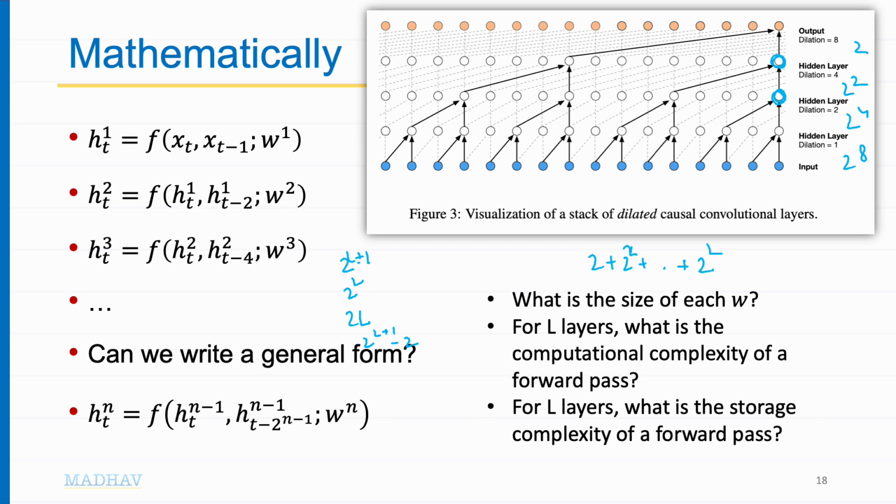Let's say there are L layers. When I go to the first layer, it's 2 to the power 1. The second layer, 2 to the power 2. Third layer, 2 to the power 3. The Lth layer, 2 to the power L.